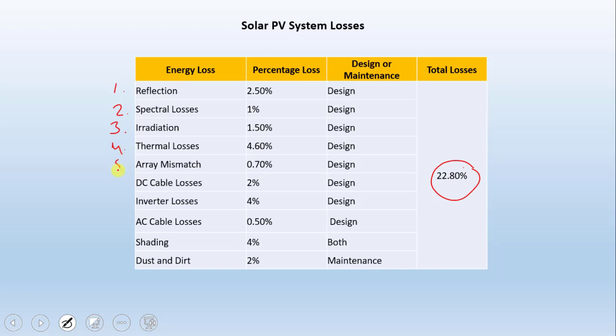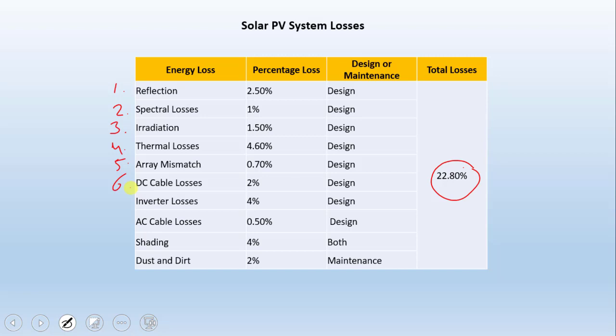Then comes the array mismatch. Array mismatch is those losses in which when you install a lot of PV modules, there is a possibility that the PV modules may have some manufacturing differences between them. And due to that, we know that if they are connected in series, then the minimum current produced by one of the modules is the actual array current. So due to this mismatch, we may account for the losses, because if one of the modules is not producing as much current as the others, then the potential is being lost here due to these particular losses.